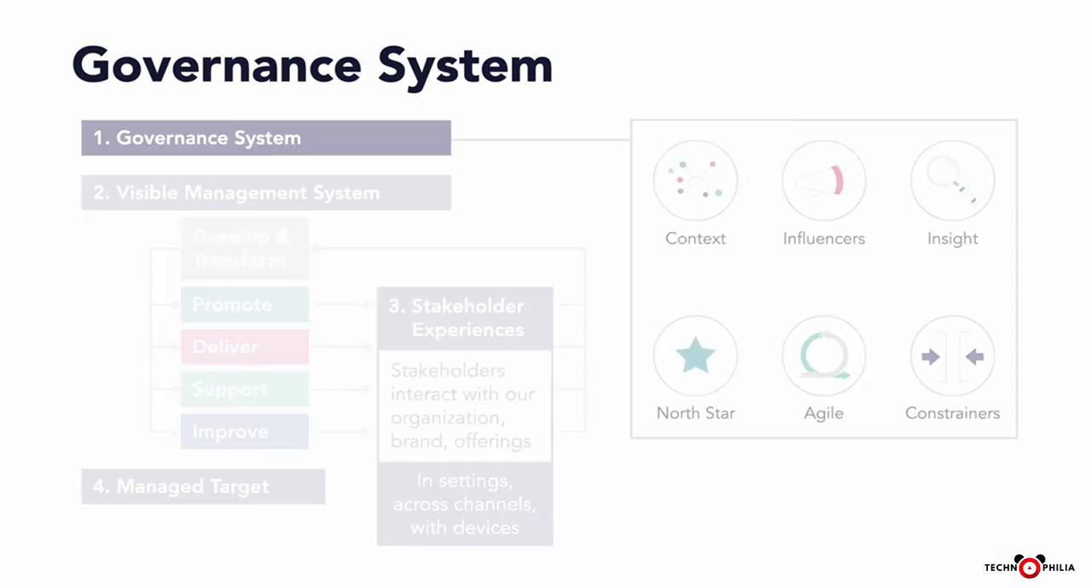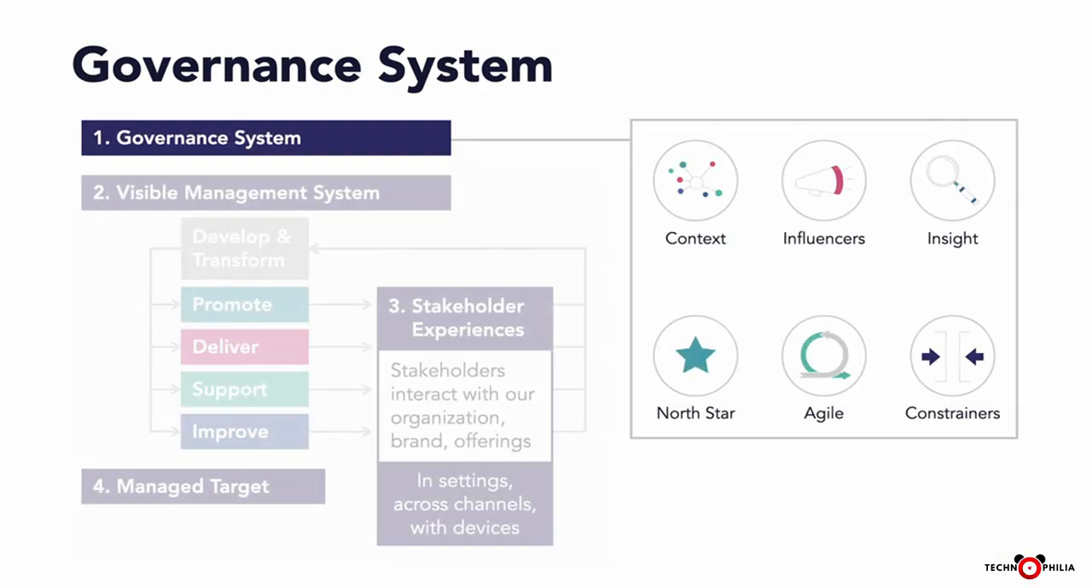At the top, you see the governance system. This is the mechanism that informs, guides, and constrains what our organization, brand, and offerings can and cannot do, influenced by the 6 factors shown on the right. It's the mechanism that aligns decisions, actions, communications, and so on throughout the organization in its activities and deliverables.